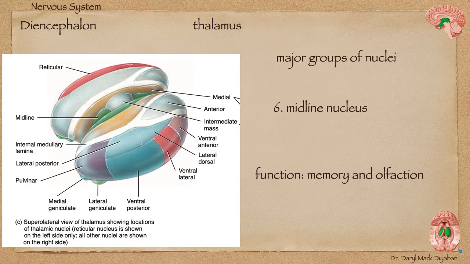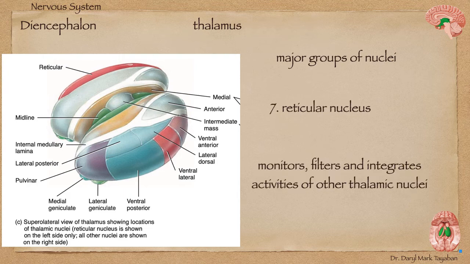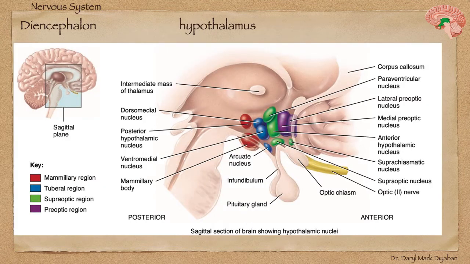Then number six, the midline nucleus, has a presumed function in memory and olfaction. Then the reticular nucleus monitors, filters, and integrates the activity of the other thalamic nuclei. So the bodyguard, the reticular nucleus. I remember the quiz we had during the first year. That's one of the questions.